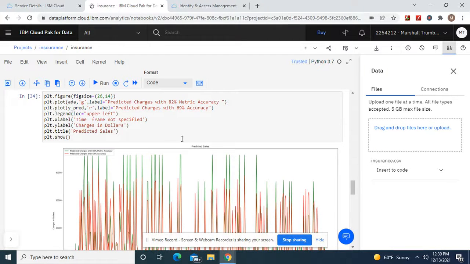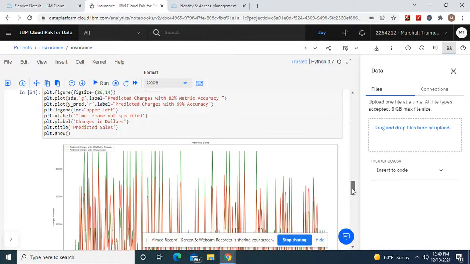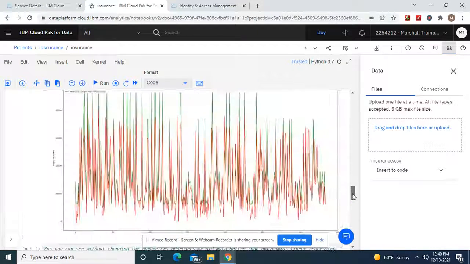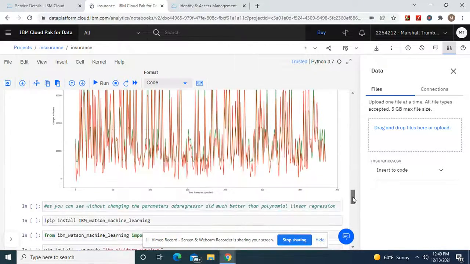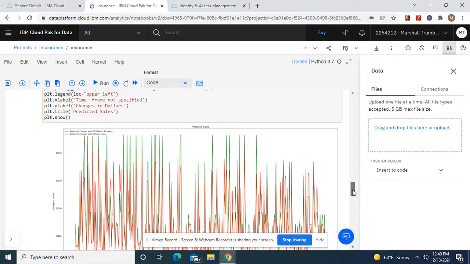Now we're going to plot it right here. 82% ADA and then y_pred for the other one. 8269. Somewhat like time series data, but it's not.